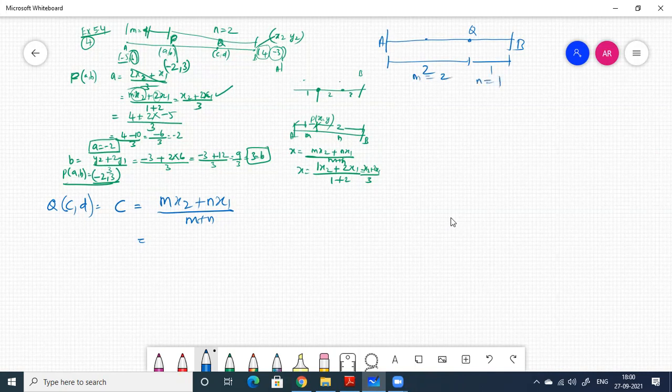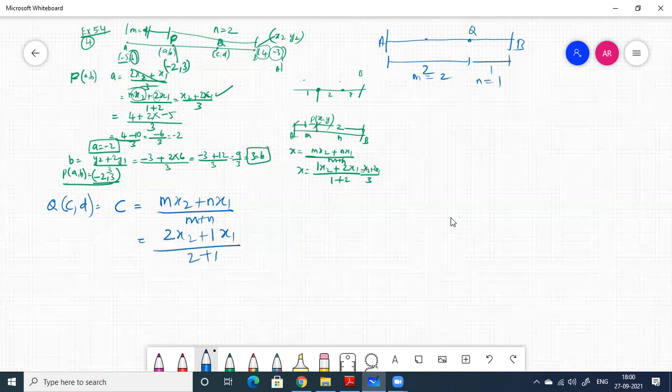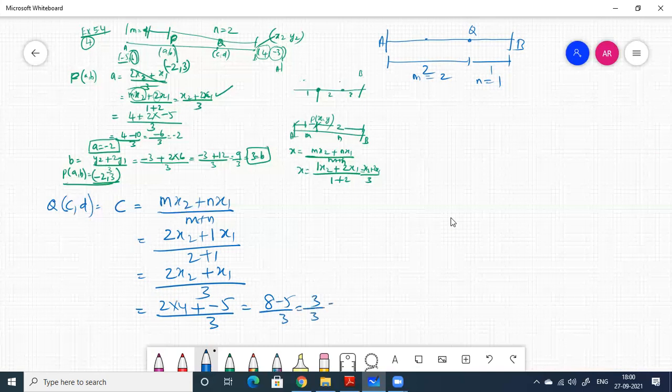Okay, now you substitute, it will be very easy. 2 into x2 plus 1 into x1 divided by, again, m plus 1. This is the formula. That means 2x2 plus x1 by 3. What is x2? X2 is 4. 2 into 4 plus, what is x1? X1 is minus 5. Minus 5 divided by 3. So 8 minus 5 divided by 3, 8 minus 5 is 3, 3 by 3 is equal to 1. So C is equal to 1.